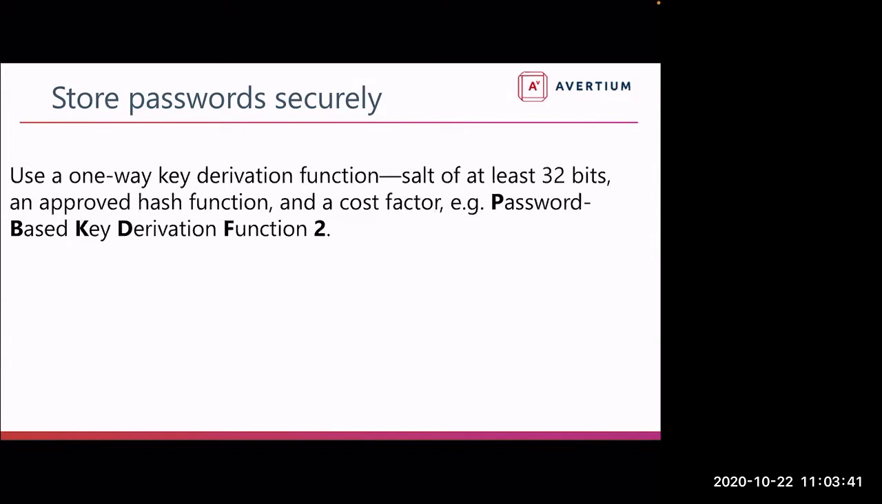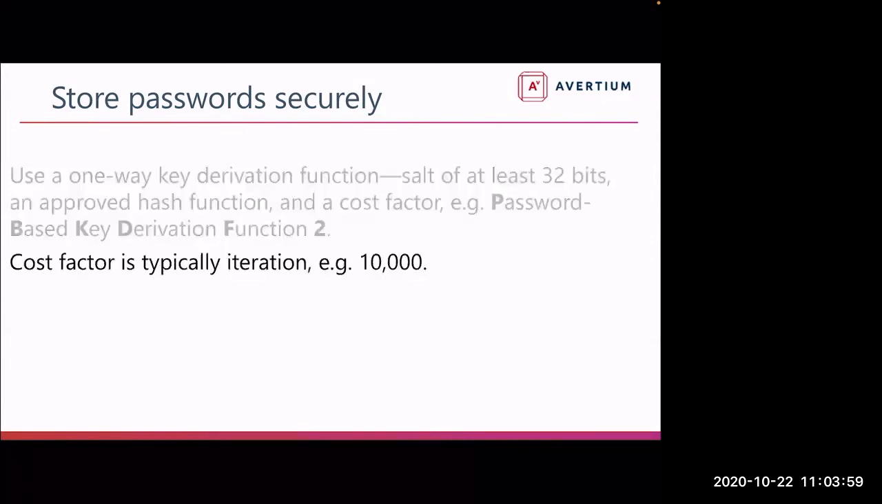And so it basically says you need to take a password, then you need a salt, which needs to at least be 32 bits long. You need to have an approved hash function, SHA, and a cost factor. And then what you end up with is a hash. What's the cost factor? It's iteration. And that's been the defense for some time in terms of making things stronger. So basically, you don't just hash a password, you hash it, and then you hash it again, and then you hash it again, maybe 10,000 times.